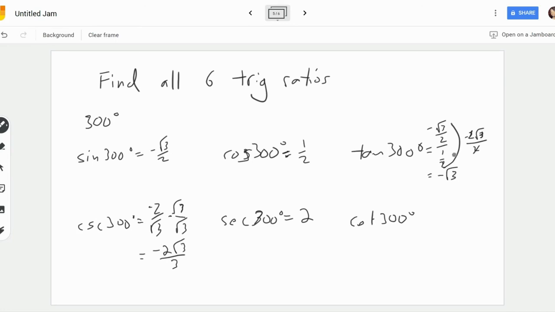Cotangent. It's just the reciprocal of tangent. So I could take this bottom one, say, well, it's 1 over negative root 3. And we can't leave it like that. Or rather, we have to change it. So rationalizing the denominator again, you end up with negative root 3 over 3. I just put the negative on the top. The bottom turned into square root of 9, which is just 3.